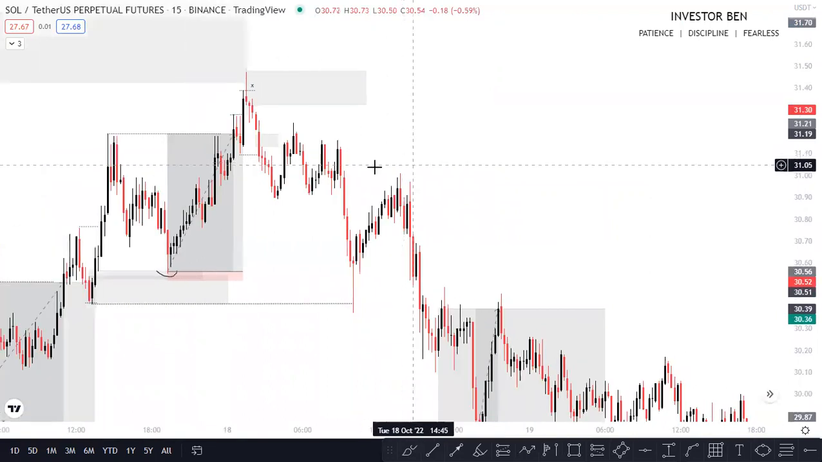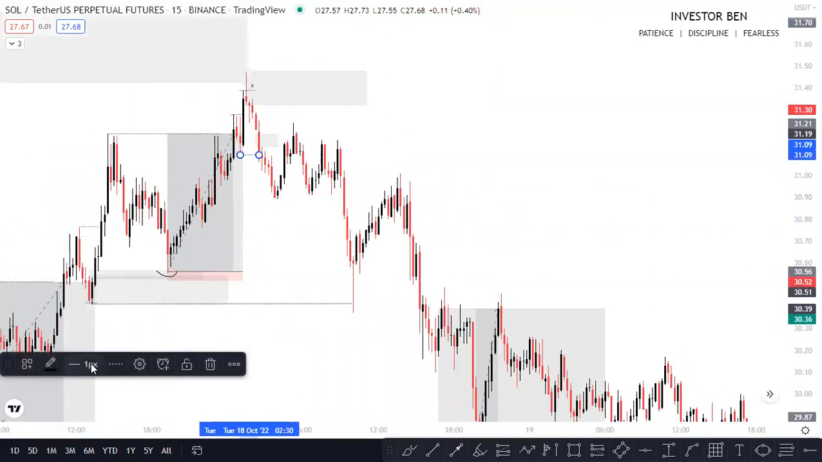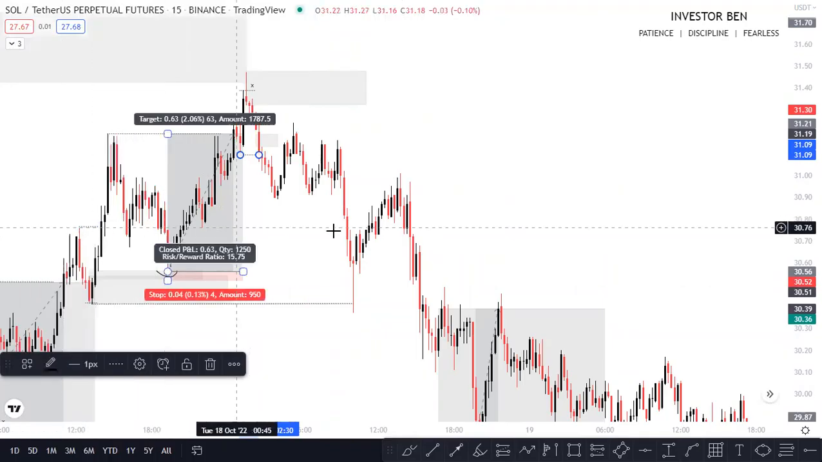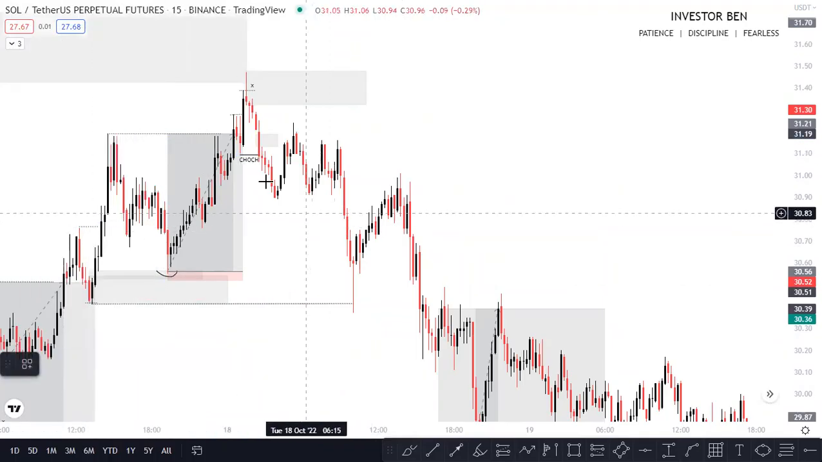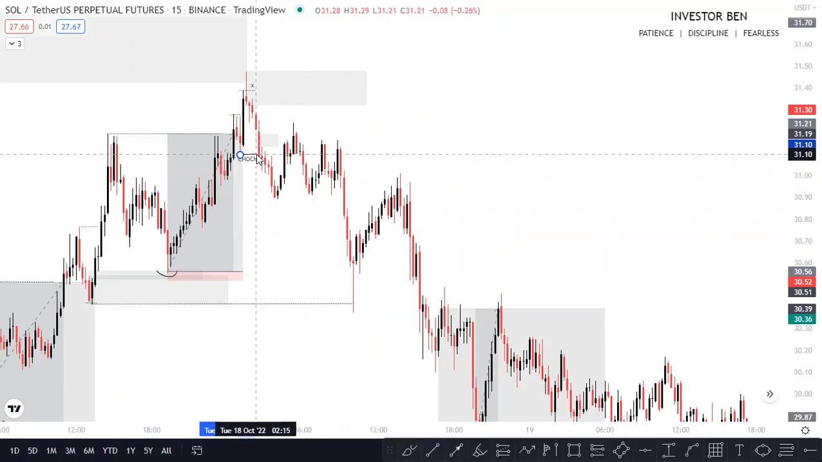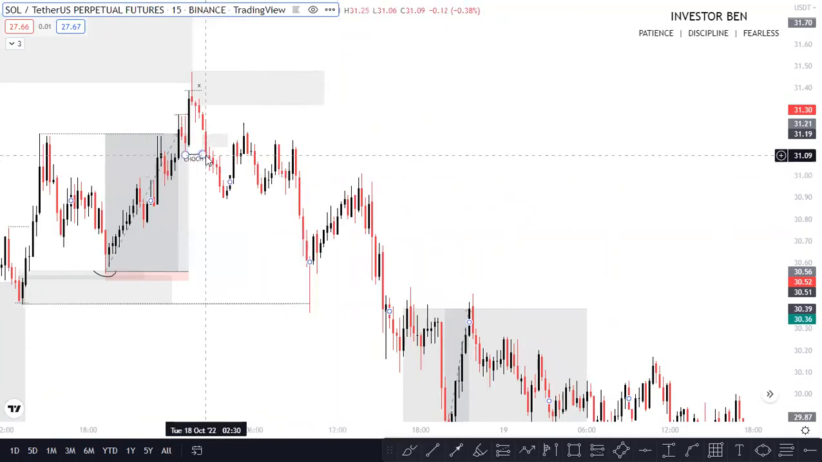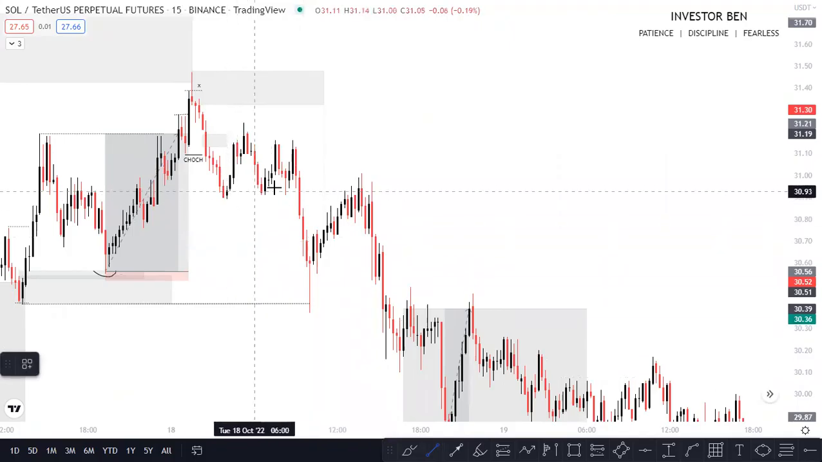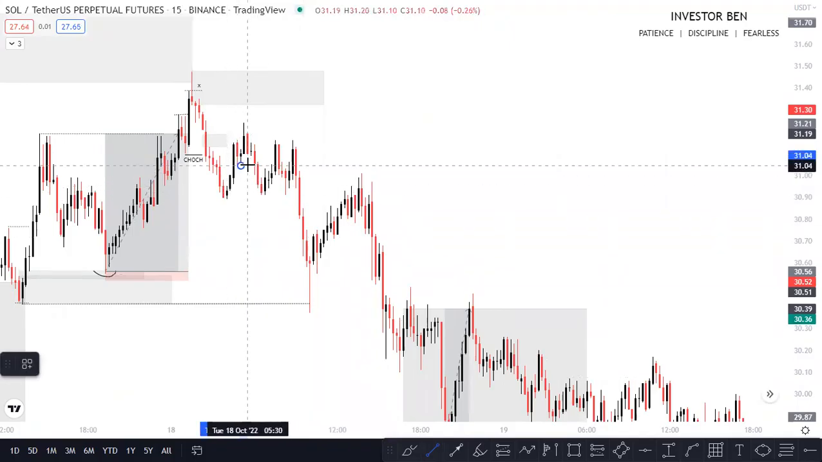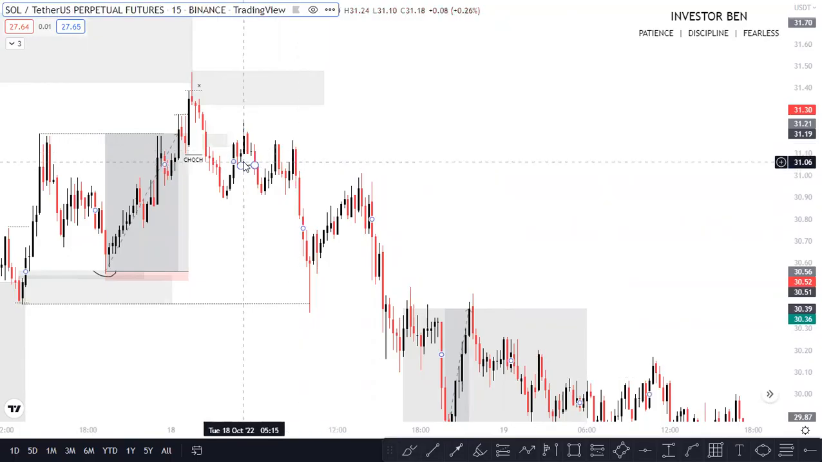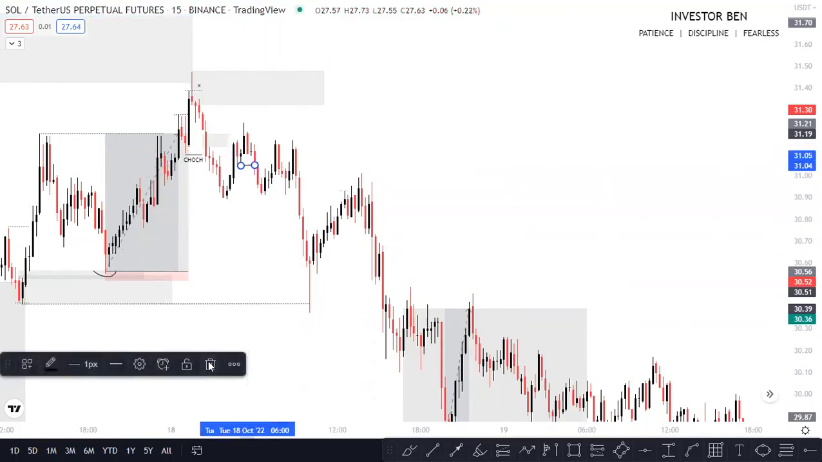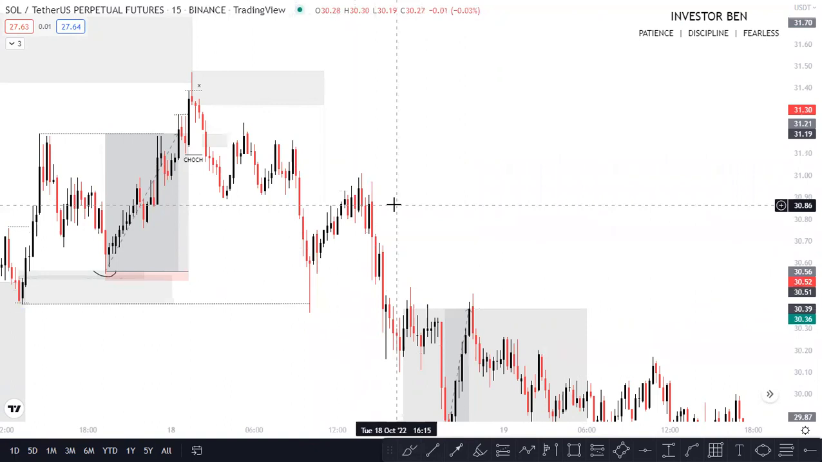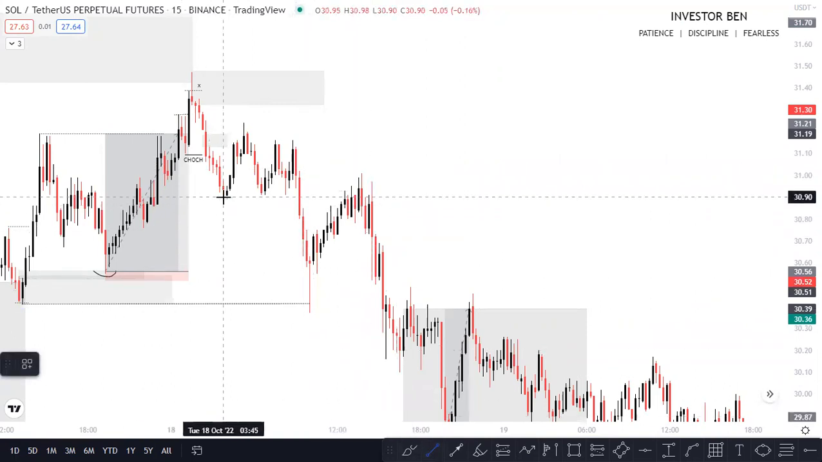So let's continue. After this change of character to the downside occurred, we have price breaking structure again, right? We have an internal change of character once again here, but let's not look at that. Let me continue with my markup.